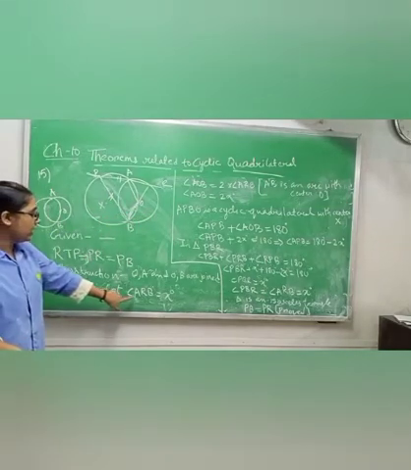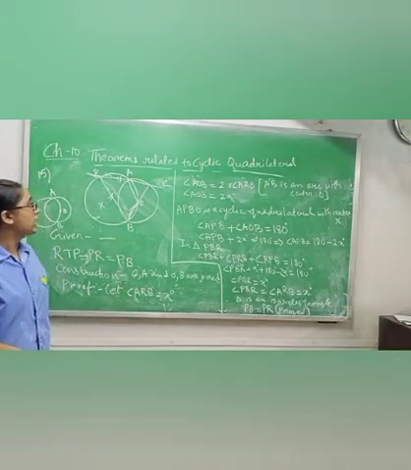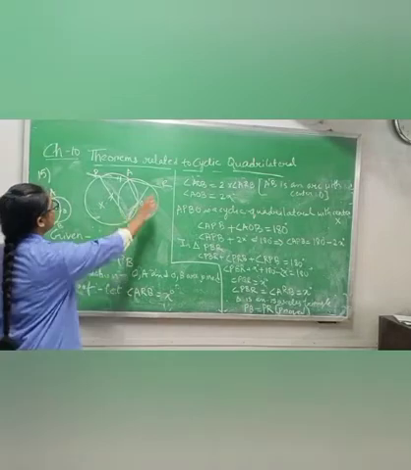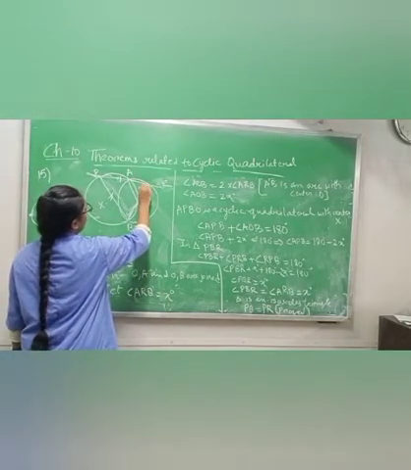Now prove. Let angle ARB equal x degrees. We don't know anything related to this, so what are we doing? We are letting angle ARB equal x degrees. Which one is ARB? ARB means this angle equals x degrees.